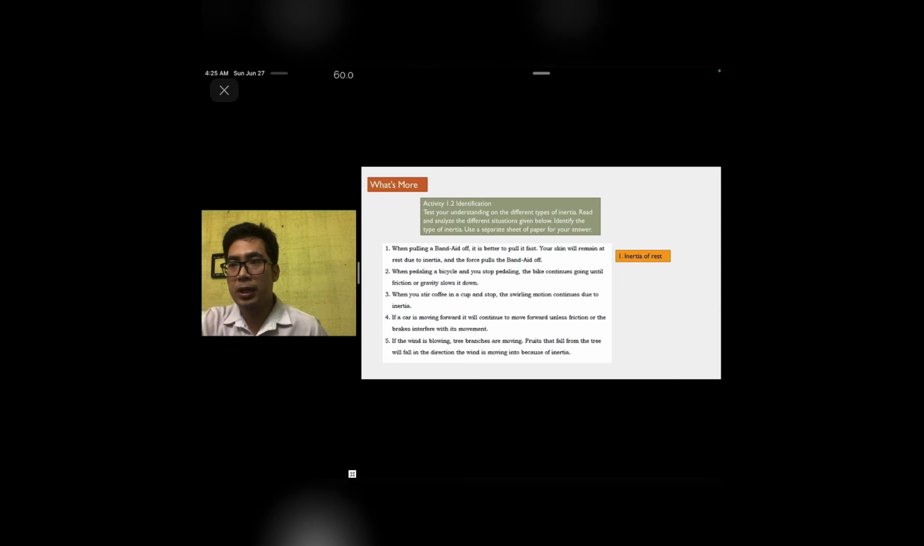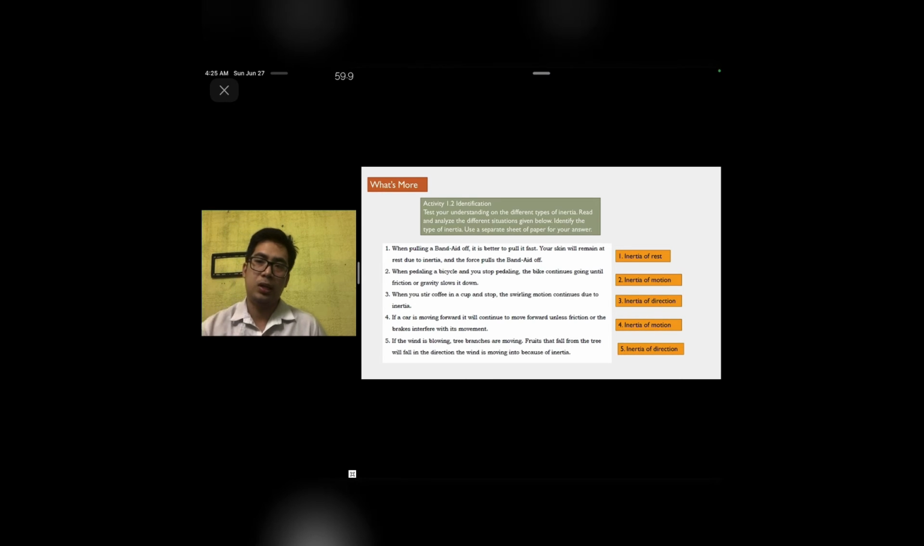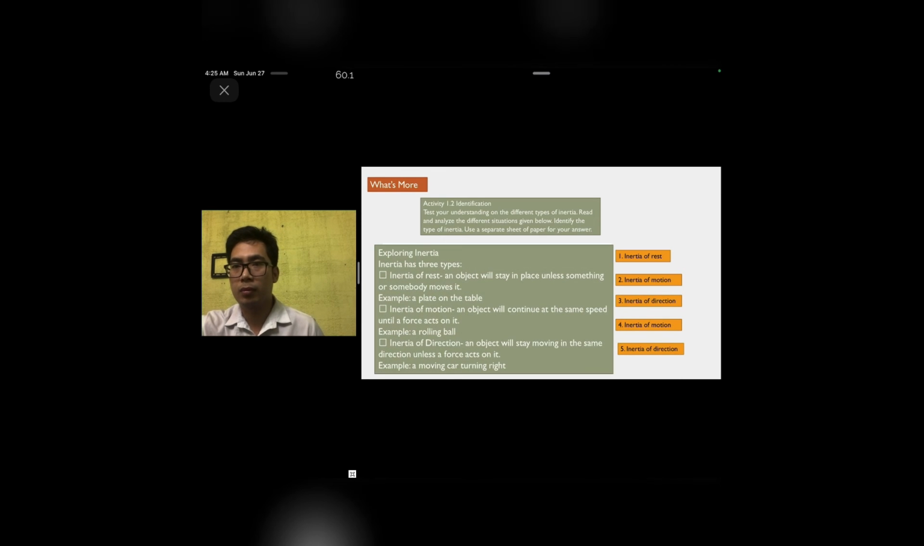Number 1 explains the inertia of rest. Number 2, inertia of motion, and the last one is inertia of direction. So, kung mababalikan lang ng mga learners, ito yung explanation or definition ng 3 types of inertia.